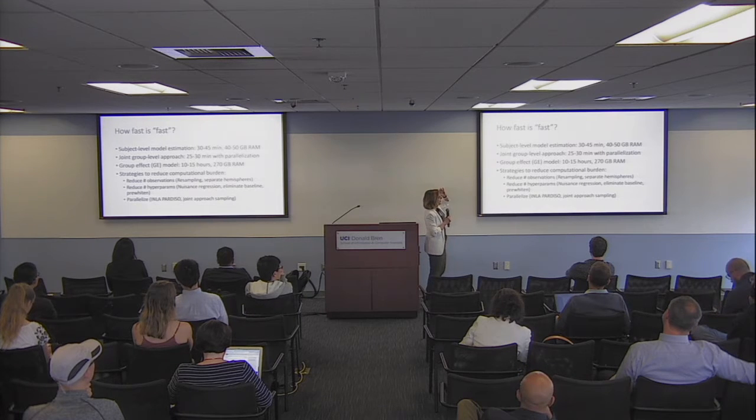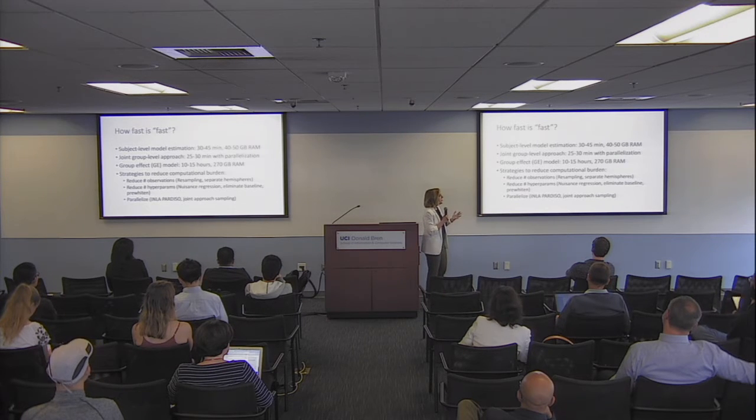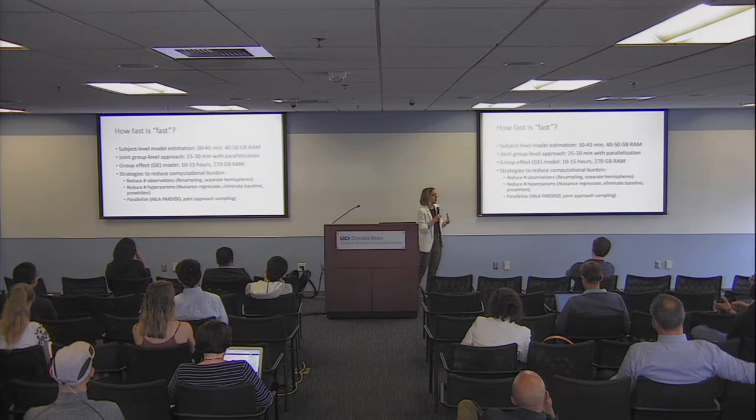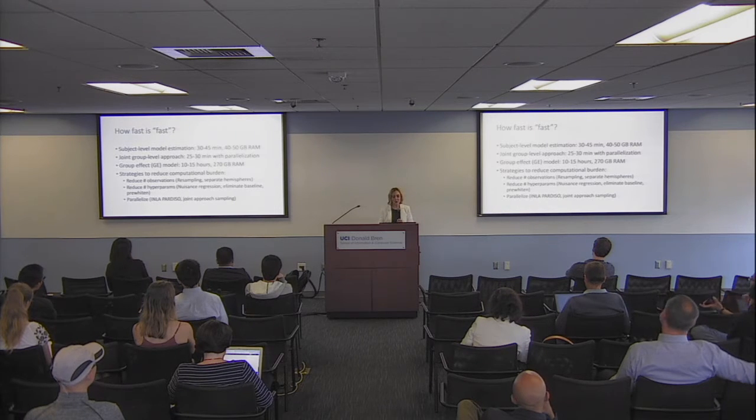Our subject level model estimation, we ended up getting that down to 30 to 45 minutes per subject with 40 to 50 gigs of RAM. When we first started, we were looking more like 5 hours with 200 gigs of RAM. So these steps that we took had a big impact on computational burden. The joint group level approach, including identifying areas of activation, only takes about 25 to 30 minutes. So we were happy with these, especially compared with our previous efforts that were taking a whole lot more resources.